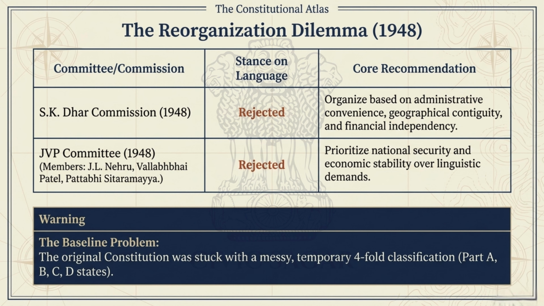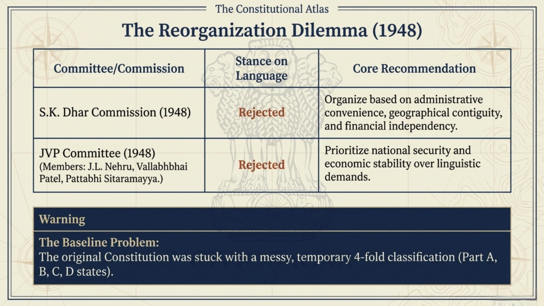As we look at the immediate post-independence landscape, the government faced a reorganization dilemma in 1948. The first formal attempt to address this was the S.K. Dhar Commission. Their mandate was to determine the criteria for state formation, and their stance on language was a firm rejection. Instead, they recommended that India be organized based on three core pillars: administrative convenience, geographical contiguity, and financial independency.